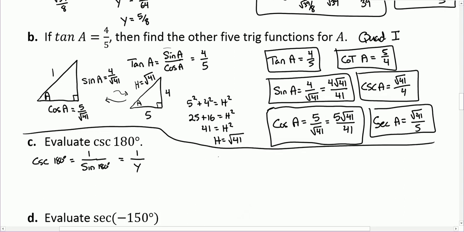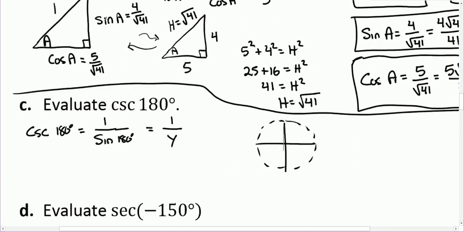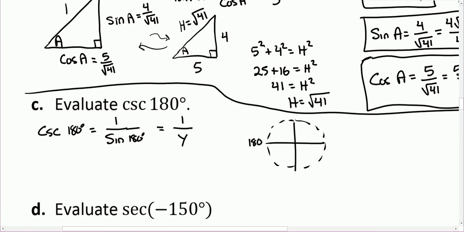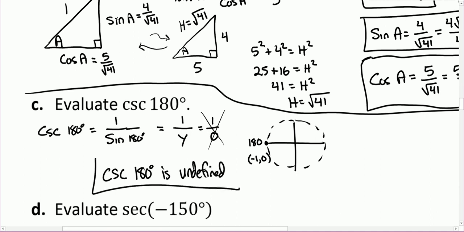So I'm going to draw my unit circle. 180 degrees, and we know that coordinate. It's got a radius of 1, so we're going 1 to the left of 0, 0, which is at the coordinate negative 1, 0. The y value is 0, so this is 1 over 0, but we can't divide by 0, so we say it is undefined. So the cosecant of 180 degrees is undefined because we cannot divide by 0.